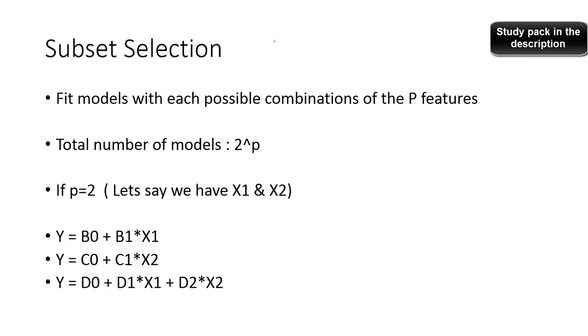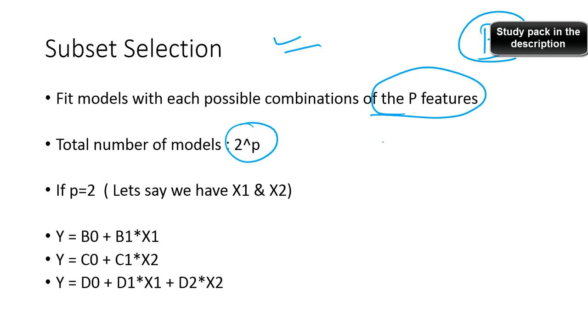So what is subset selection? In subset selection, you fit models with each possible combination of p features. Let's say we have p number of independent variables or features. The total number of models that you will have is 2 to the power p. If p equals 2, then the total number of models will be 4. So the idea is to use every combination, right? Let's say we have x1 and x2, only 2 features or predictors. So how many models will you have?